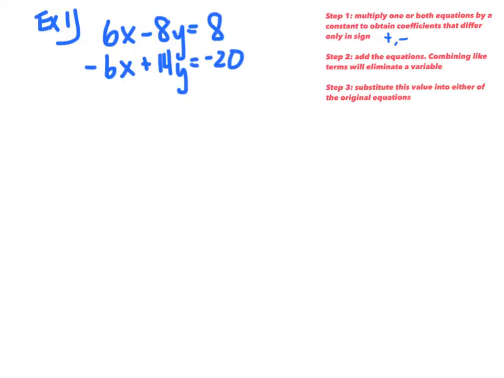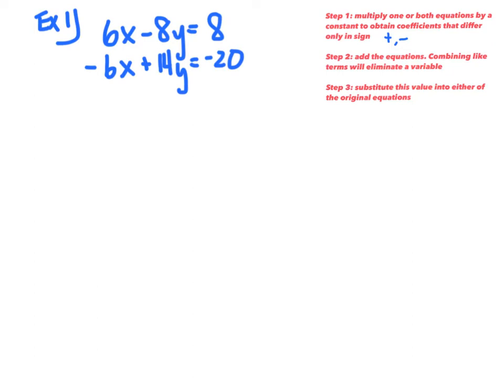All right, here we have the system 6x minus 8y equals 8, and negative 6x plus 14y equals negative 20. So step 1 is multiply one or both equations by a constant to obtain coefficients that differ only in sign. Well, if I look here at my x's, I already have a 6x and a negative 6x. So they both have a 6 in front of the x, and they differ only in sign. This is positive and this is negative. So for this problem, I can skip step 1.